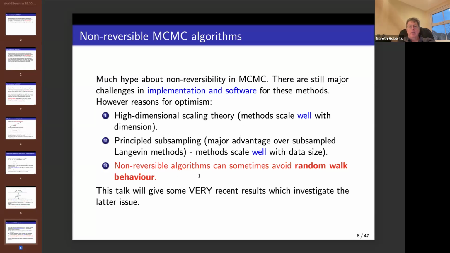I'm going to really talk about 3, because we're interested in this kind of random walk behavior. And it's clear that in the right context, non-reversibility can break down random walk behavior. And that's the idea that we want our non-reversible algorithms to do. So we're going to be investigating this in the talk today.